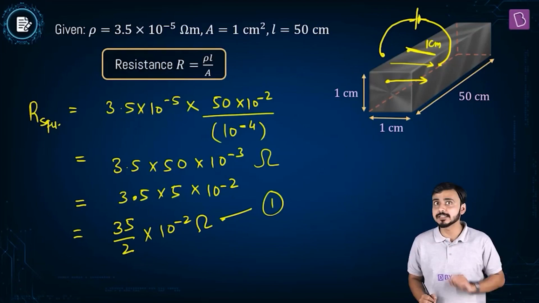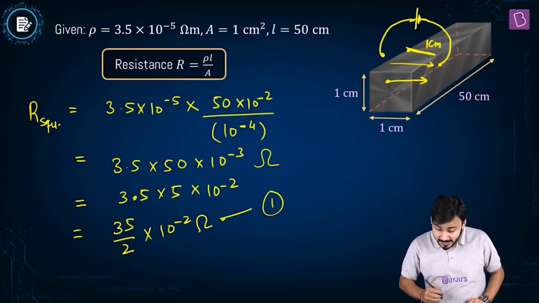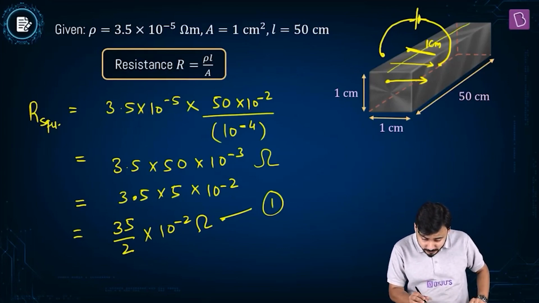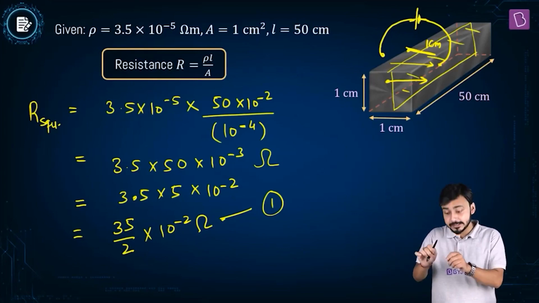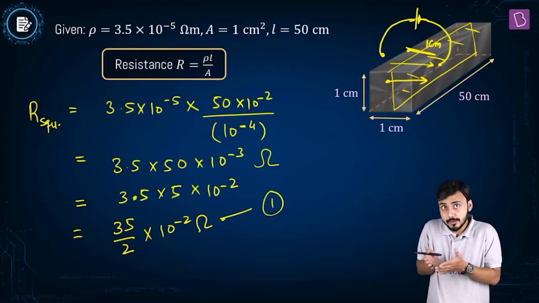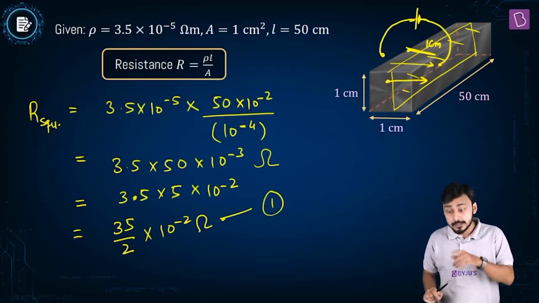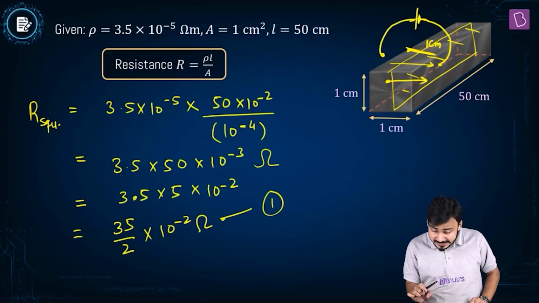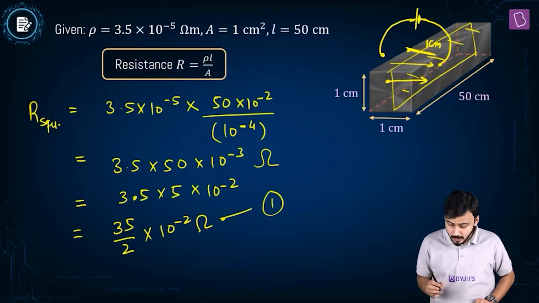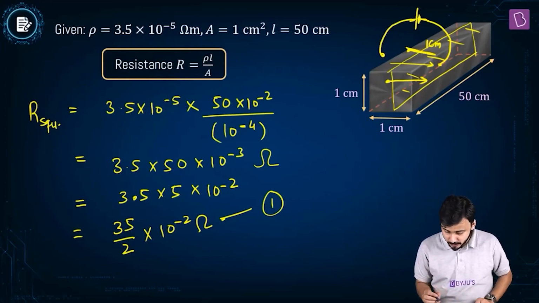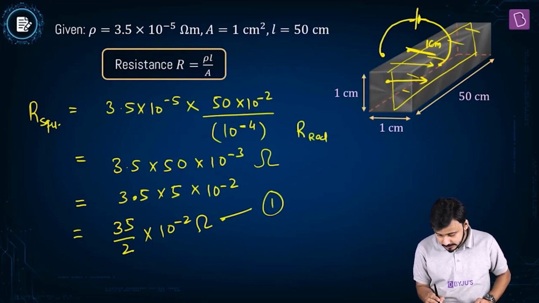Length along the current flow, and the cross-sectional area will be the area perpendicular to the current flow, like this. So the cross-sectional area in the second case, when you are connecting the battery from the rectangular surfaces, will be 50 centimeter multiplied by 1 centimeter. That's 50 centimeter square. So let's write R across the rectangular surfaces.